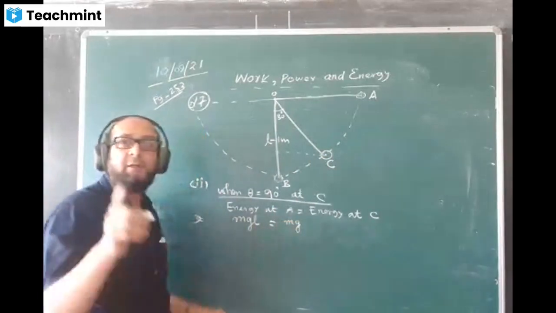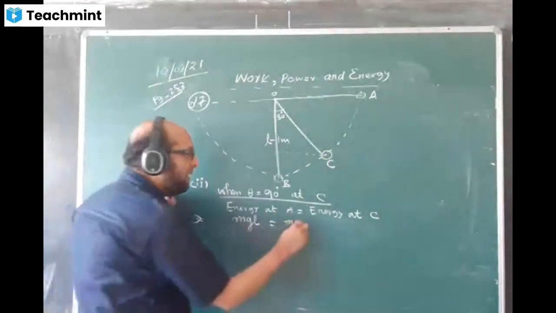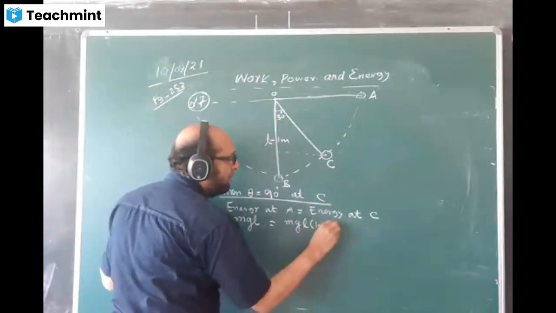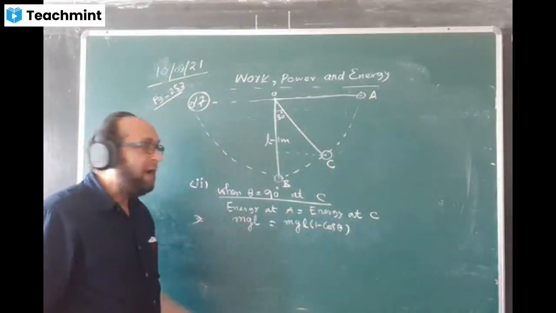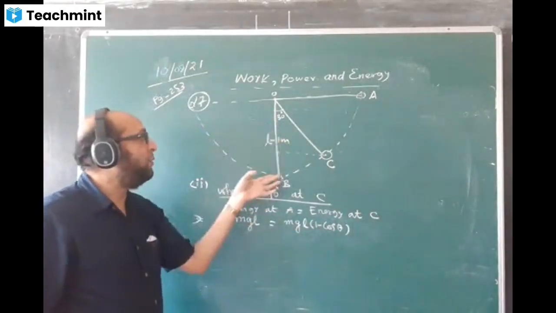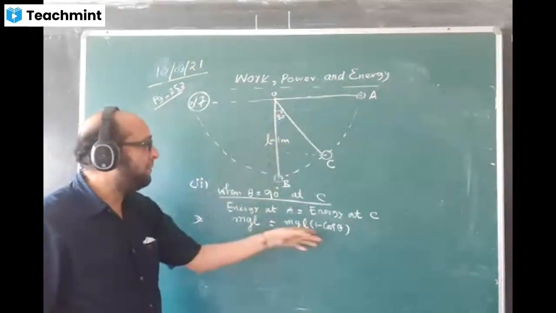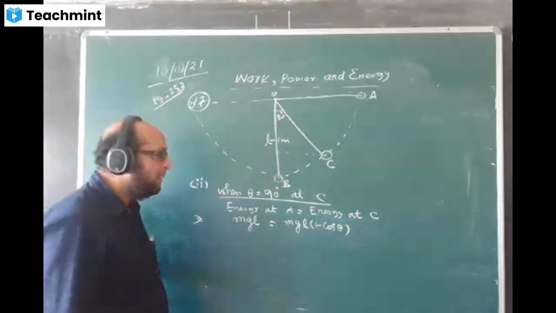What should I write now? Tell me, what is the height above this level? What is the height? L(1 minus cos theta). Very good. Height, I told you, when the angle is given, how do you find the height if required? This length, that is L(1 minus cos theta). Make it a habit.